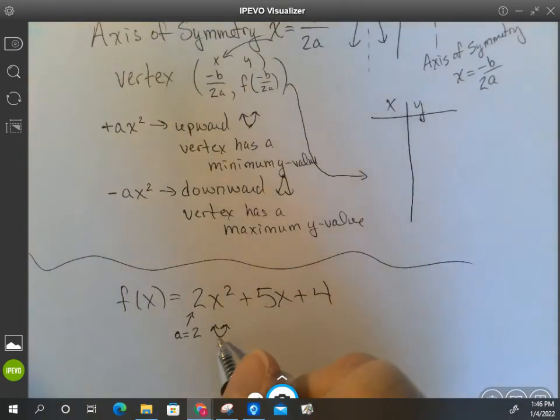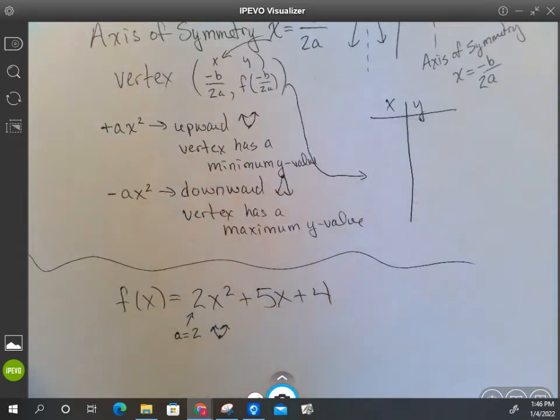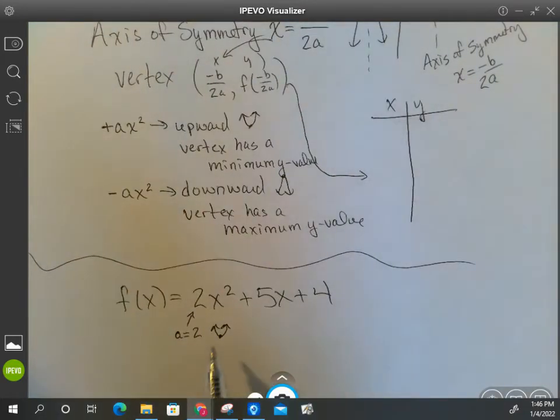I know my graph opens upward, so I can tell you it has a minimum, can't I? I can tell you the domain. All parabolas open upward or downward have an infinite domain from negative to positive infinity because they get wider. But I can't tell you the range because I don't know that y value, but I would know that it goes to positive infinity. So I know a lot just by looking at it. Now let's get the facts.